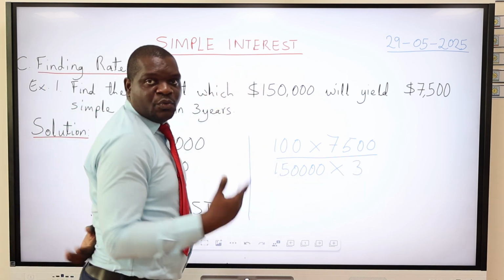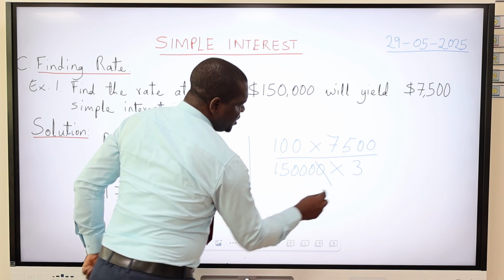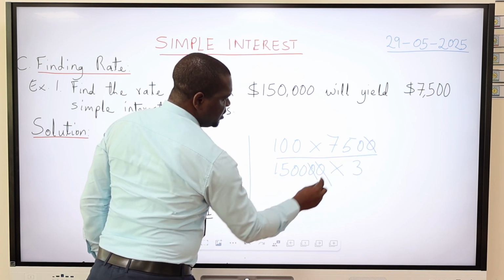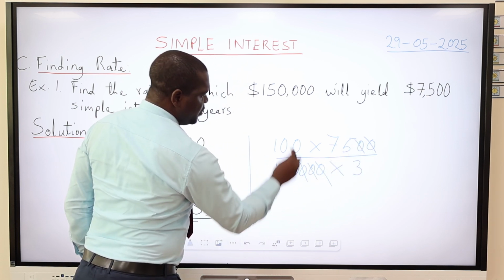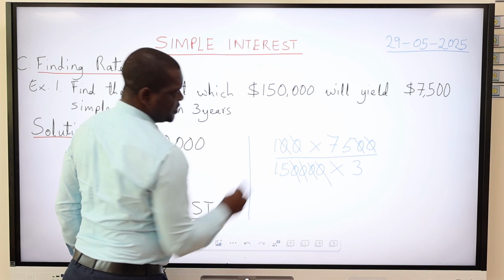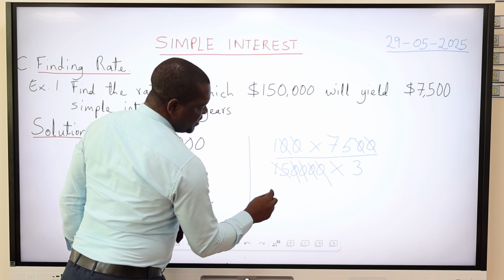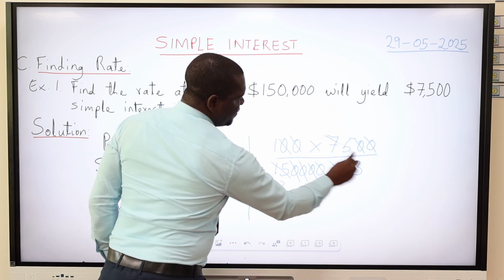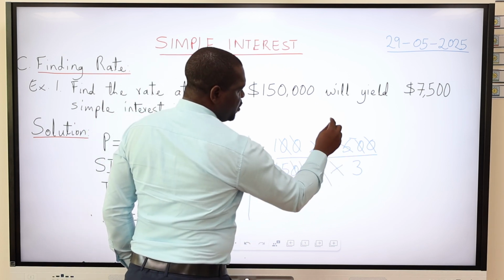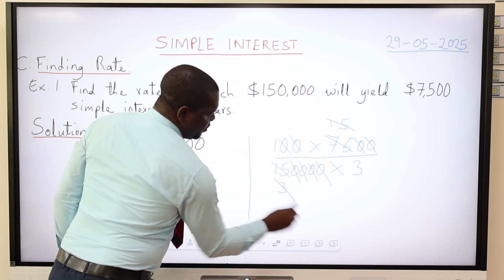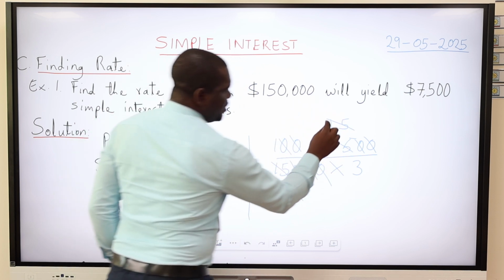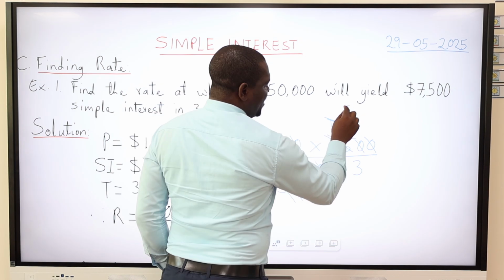So at this level, we simplify. We take away this zero with this zero, with this zero, with this, and this zero with this. We are left with 75, 15, and 3. 5 can divide 15 3 times. 5 can divide 75 15 times. 3 can divide itself 1 time. 3 can divide 15 5 times.